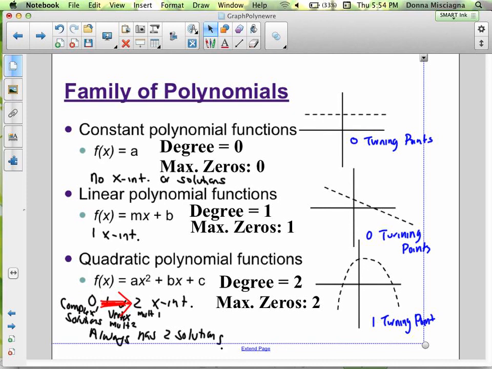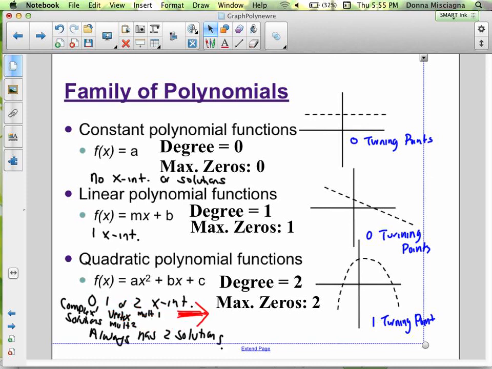So we're always going to have 2 solutions. The most number of times we can cross the x-axis is 2, but always 2 solutions. If we have no x-intercepts, that means both of those solutions are complex solutions. If we have one x-intercept, that means that x-intercept is also our vertex, and it appears twice. It's multiplicity 2. If we have 2 x-intercepts, they're both multiplicity 1 because that's all we can have.